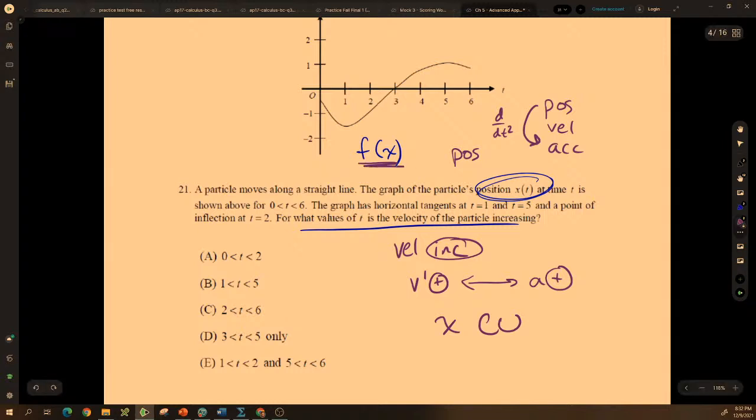Right, so it's kind of like if I'm given f of x and they ask when is f prime of x increasing, that would be velocity increasing. Well, remember, f prime of x increasing means f is concave up, or f double prime positive. So where is this graph concave up? They tell us we have horizontal tangents at 1 and 5, but a point of inflection at 2. That's what we need to know, that point of inflection. So that's our concave up spot from 0 to 2.